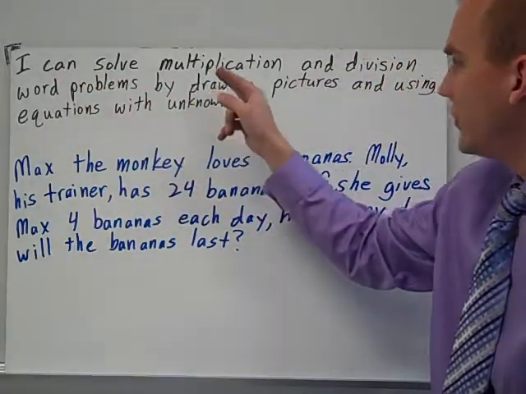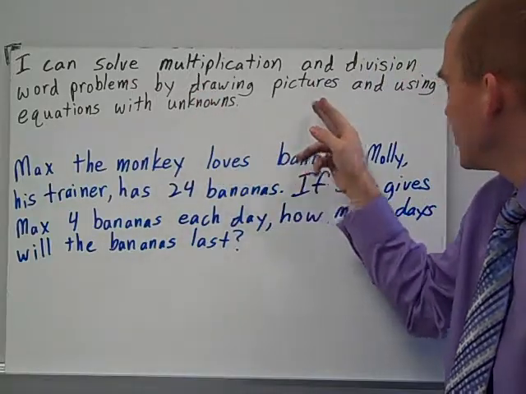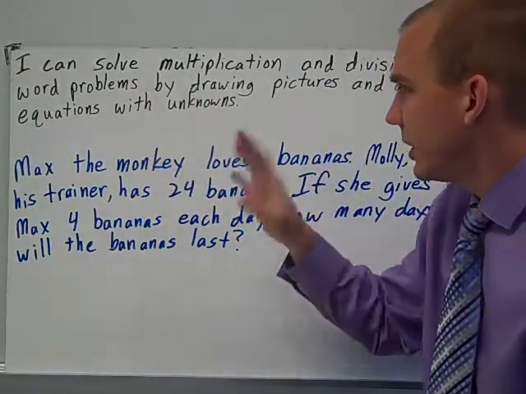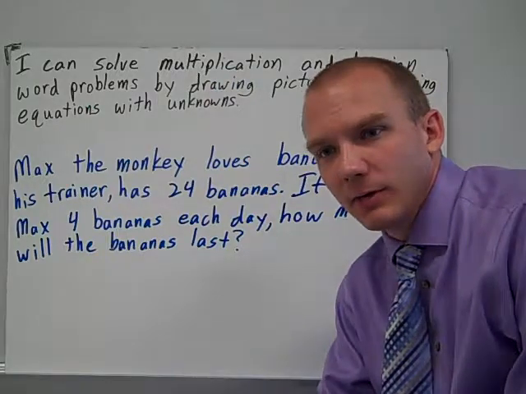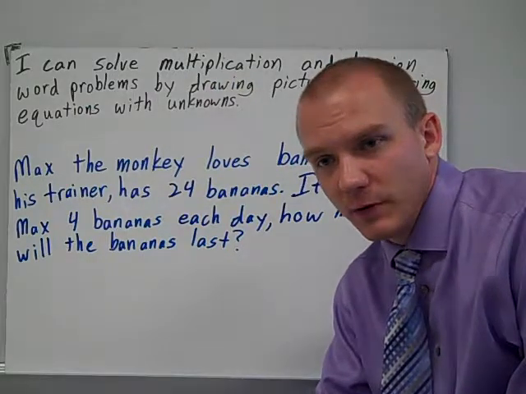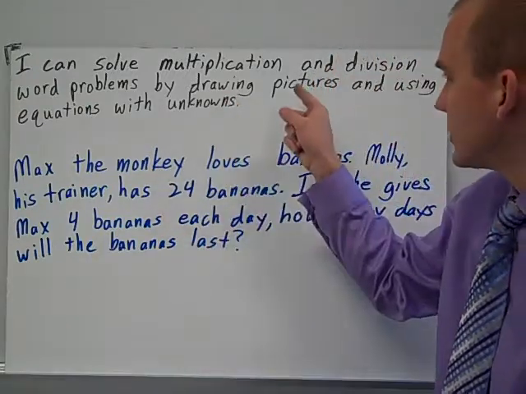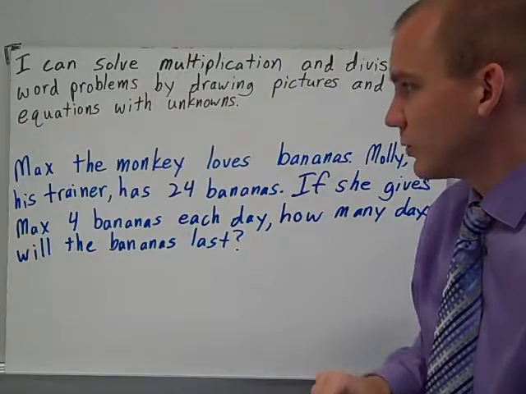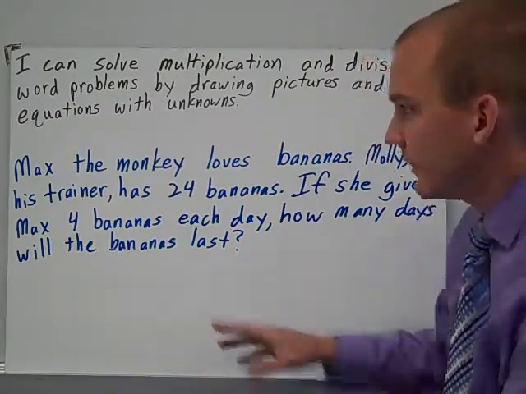I can solve multiplication and division word problems by drawing pictures and using equations with unknowns. This learning target might sound confusing, but it's really broken down into two things. You're solving word problems with multiplication and division, and then you have to draw pictures and use equations with unknowns. So I'm going to show you how to do that with an example here.